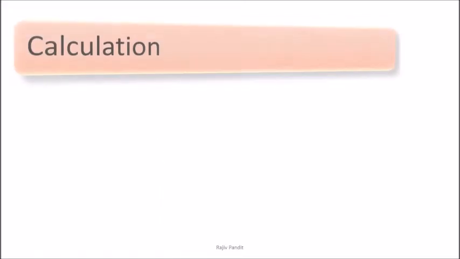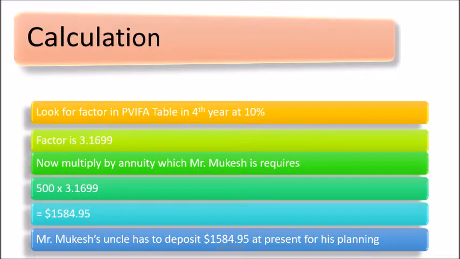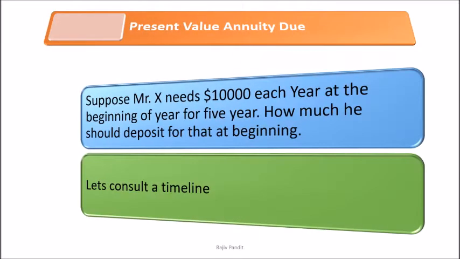Now, turning to calculations. Look for the factor in the PVIFA table in the fourth year at 10%. The factor is 3.1699. Now multiply it by the annuity which Mukesh requires, and we get $1,584.95. Now we can say Mr. Mukesh's uncle has to deposit $1,584.95 at present.